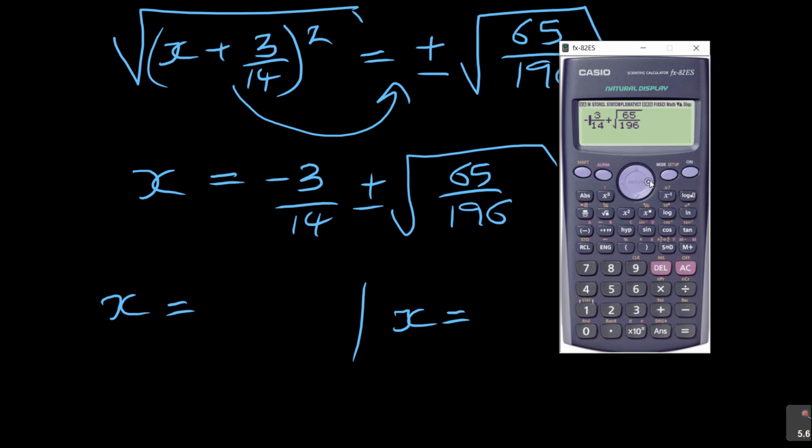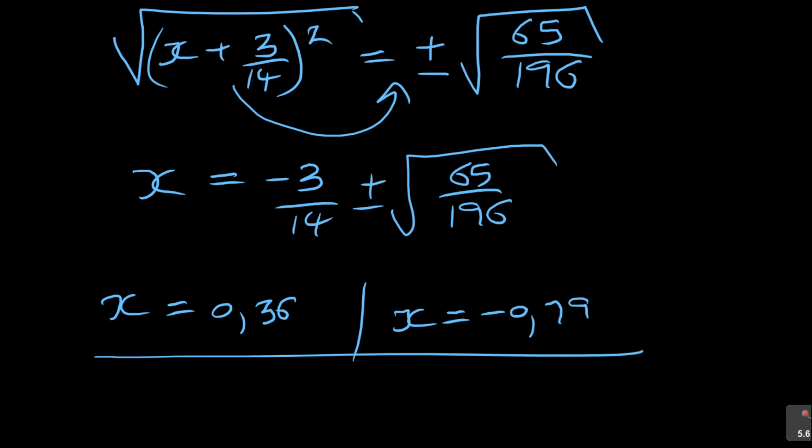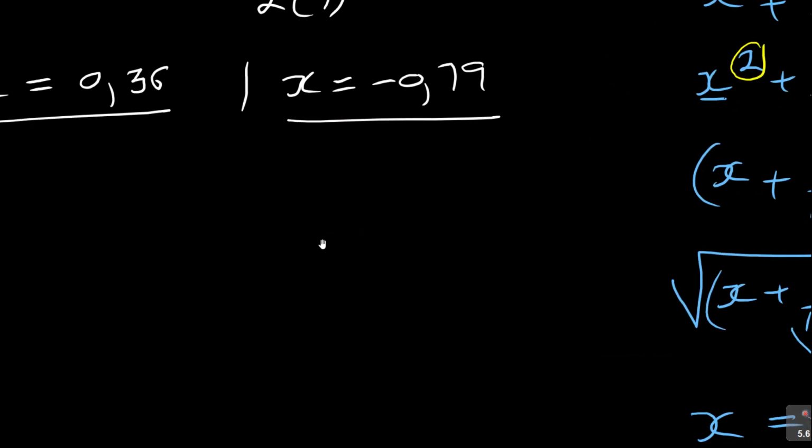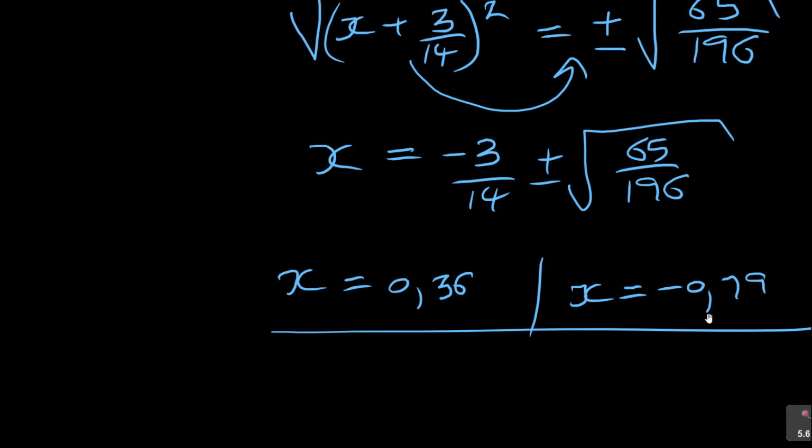0.36 is the first one. Remember, shift setup if you want to round off to 2 decimal places. So the first one is 0.36, and the other one is negative 0.79. Compare. If they match, then it's good to go. 0.36, negative 0.79.